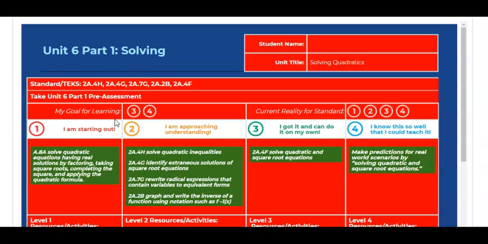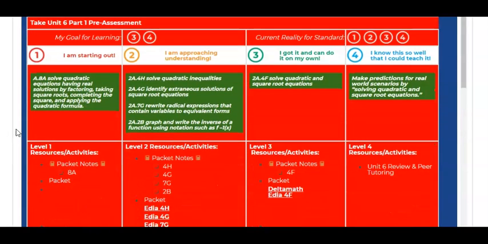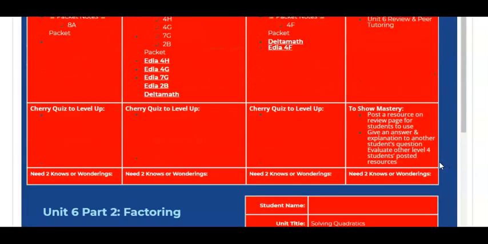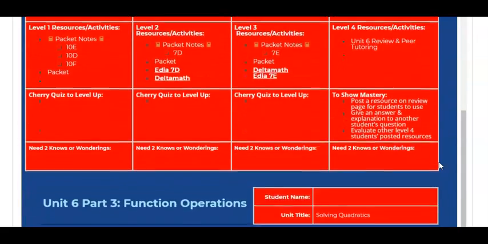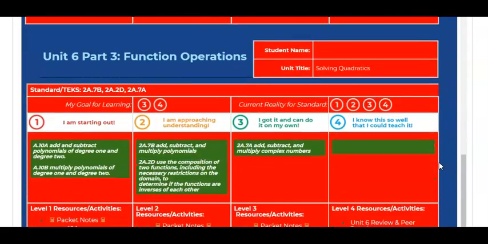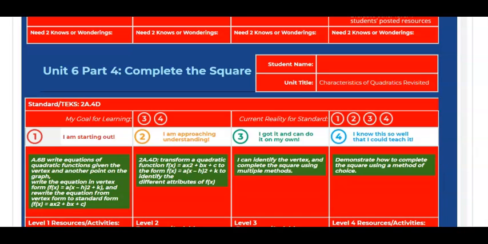Unit 6 Part 1 Solving. Here's your 4 levels and the topics for each. Remember, Level 1 is mostly Algebra 1 review, Level 2 is supporting standards, and then Level 3 is the main idea, the readiness standard, and then Level 4 is applying that and helping others. And then if you keep scrolling down, it has each of the other parts, Part 2, Part 3, and Part 4.